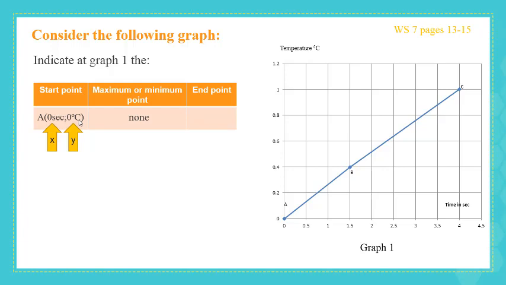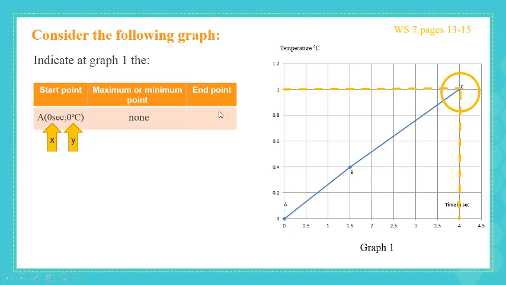What is the end point in this graph? C. What is the coordination of point C? To determine the coordination of point C, draw a perpendicular from point C to x-axis. What is the value? The value is 4. The unit is second, so 4 second. Draw another perpendicular to y-axis. What is the obtained value? 1. The unit is degrees Celsius, so the value is 1 degree Celsius.